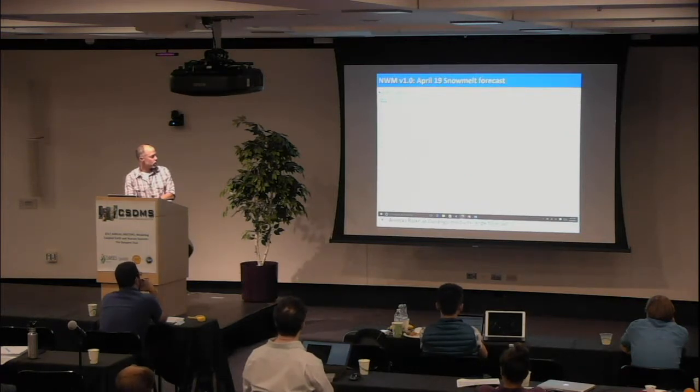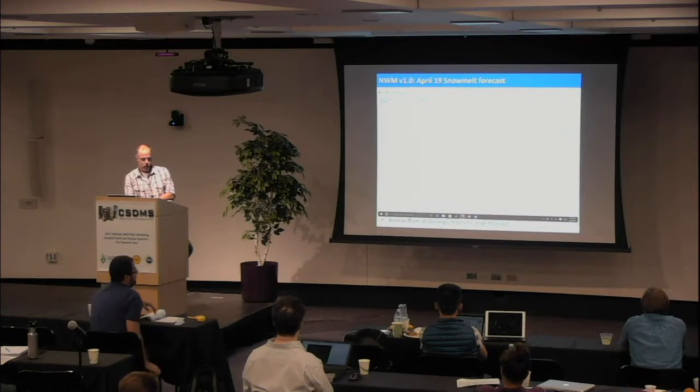The model, in the version that it was running then, tended to be a little bit early on its snowmelt, which was contributing to this bias. And so this is something we've been working on and tracking moving forward.